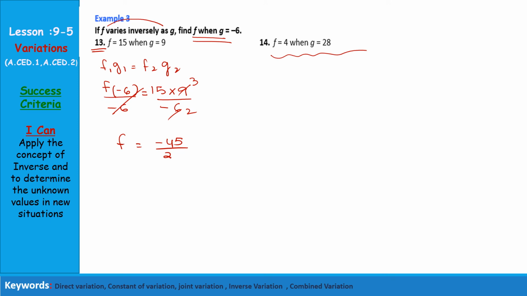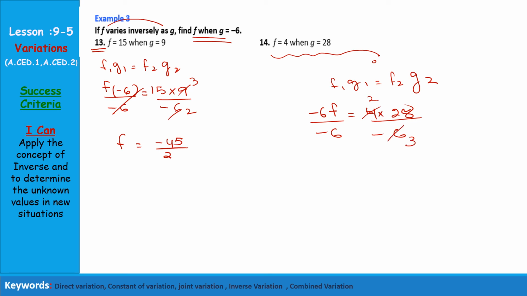Let's see the second scenario, which says f1 g1 equals f2 g2, because they are inversely proportional to each other. Find the f when g is negative 6, f is 4 when g is 28. So divide both sides by negative 6. We will get here 4 times 2, 4 times 3. So we get here negative 56 by 3. That is all. That is how we can solve.